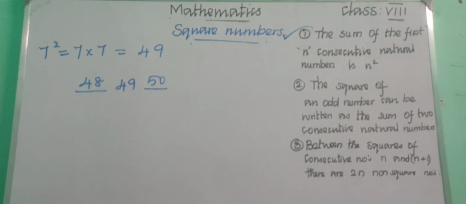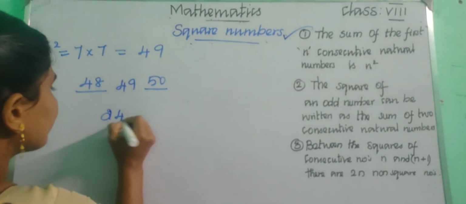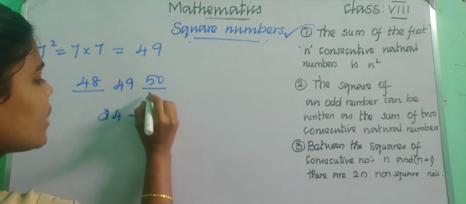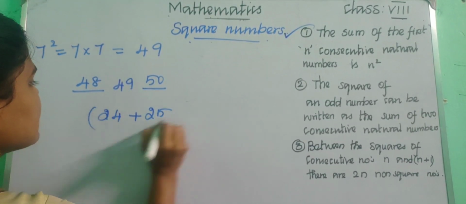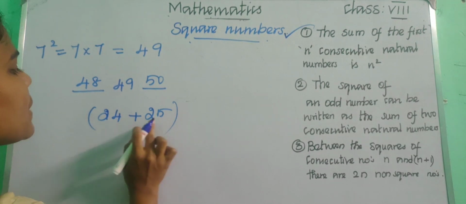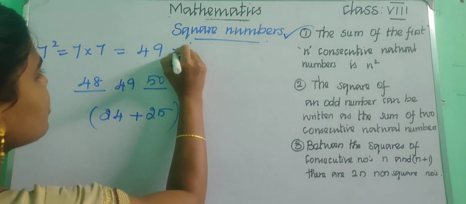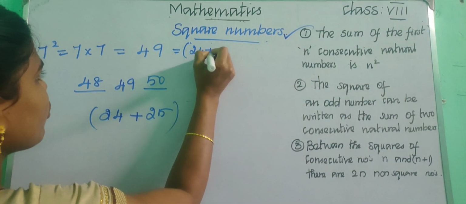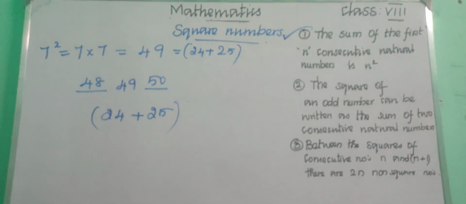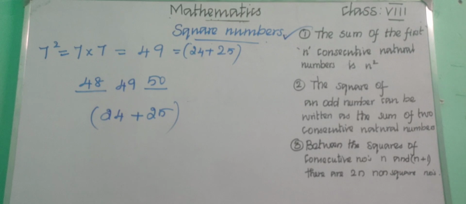So if you take half of 48, what is it? 24, right? So 24 plus, and what is half of 50? 25. Okay, children, so we can write the consecutive natural numbers as 24 plus 25. Is it clear? And let us see one more example.